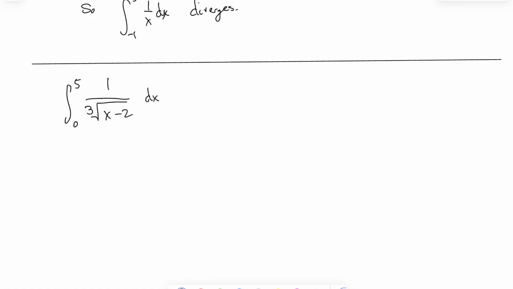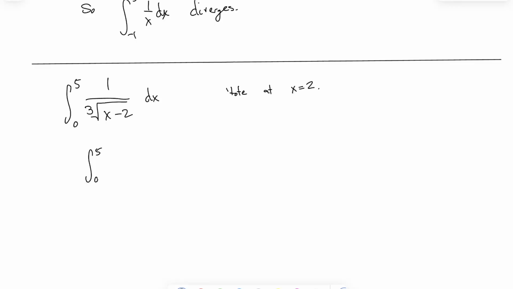I hope that everybody remembers how to look at this function and decide for yourself where the discontinuities of this function are. It's basically going to happen when the denominator is 0, and that would be x equals 2. So this one has a vertical asymptote at x equals 2, so we're going to split the integral at x equals 2.